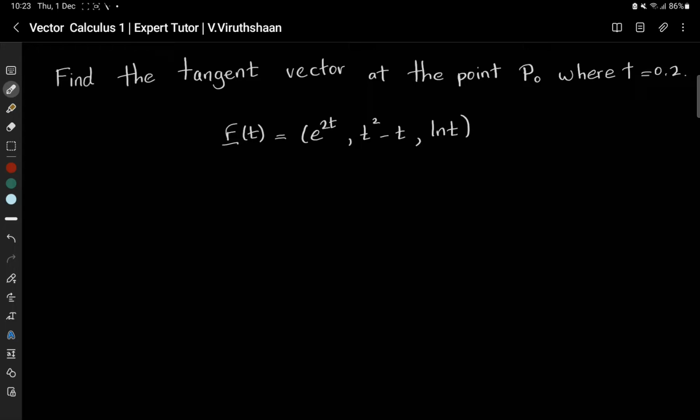A vector is a very simple thing, a kind of representation. Instead of using x, y, z coordinates separately, for x, y, and z, they have used a parameter, which is t. Once we substitute a value, let's say 0.2, for t, we are going to get e to the power 0.4 as the x coordinate. Likewise, if you directly substitute 0.2 into t squared minus t, you are going to get the y coordinate's value.